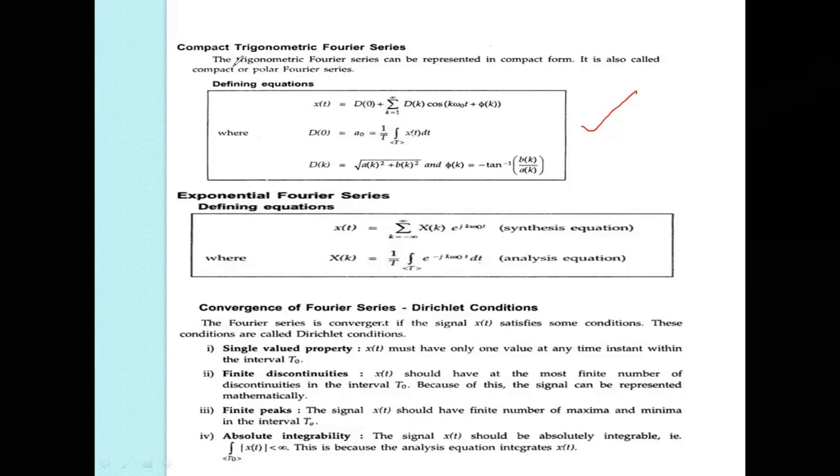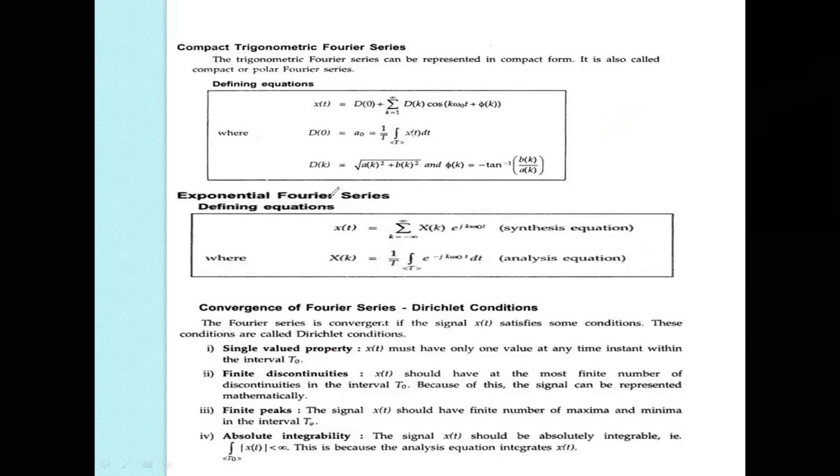Most of the analysis of the Fourier series does not use the compact trigonometric equations. We only use the exponential Fourier series, with one synthesis equation and one analysis equation. These two are used to derive the properties of the Fourier series. And the Dirichlet conditions we explained in the previous class: the single valued property, x of t must have only one value at any time instant within the interval T naught.